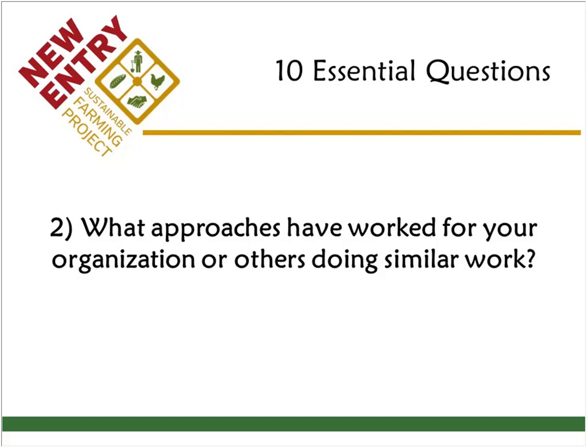Second essential question, what approaches have worked for your organization or others doing similar work? So say, in question one, you've determined that what farmers need is access to more markets. And they particularly need access to wholesale markets because they do direct to consumer markets. So if you've identified wholesale markets are needed, and you want to start building those markets, the next place to go is to look at what's worked for you or what's worked for others.